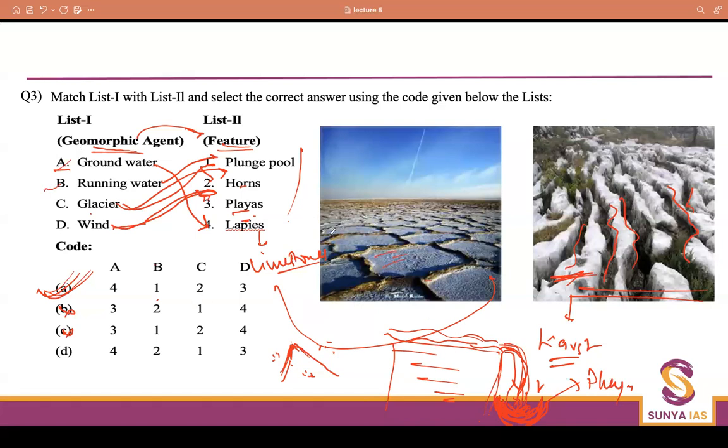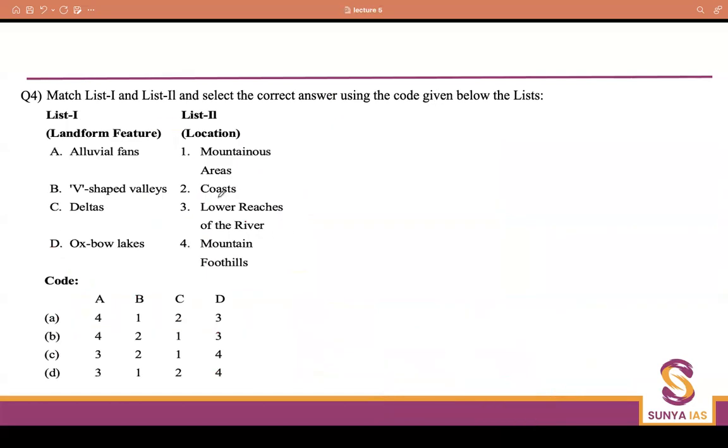Okay, let's look at the next question now. The next question says to match list 1 and list 2 and select the correct answers using the given codes below in the list. Here also landform features are given along with locations, that is, in which location these types of features can be found.